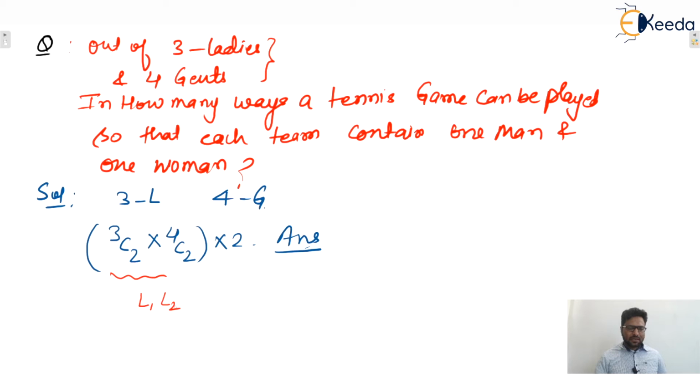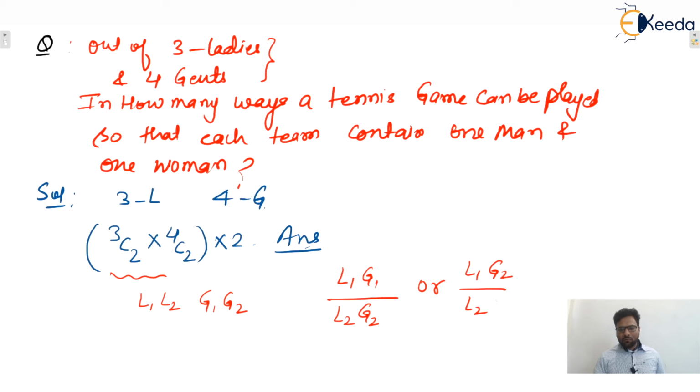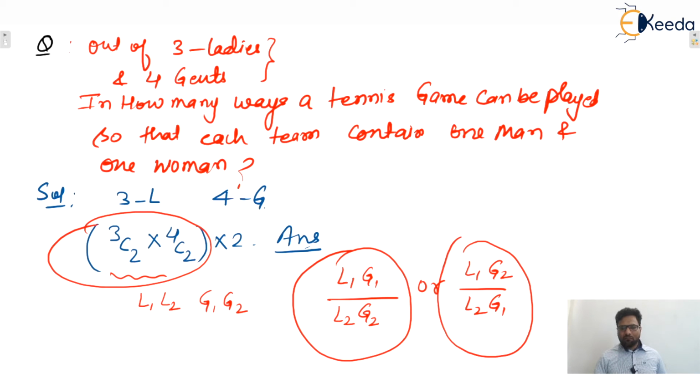Let's say two ladies are selected, L1 and L2, and also two gents are selected, let's say G1 and G2. Then we can divide the teams in two ways. Let's say one way will be what? L1 can be with G1, and then L2 will be with G2. Or the second possibility will be what? L1 can be with G2 and L2 will be with G1. Is there any other possibility? No. So one team will be like that and one more team will be like that.